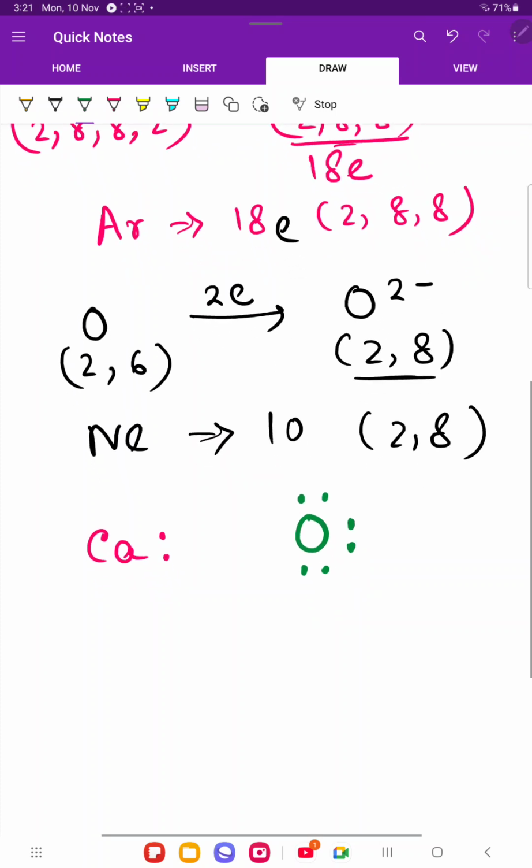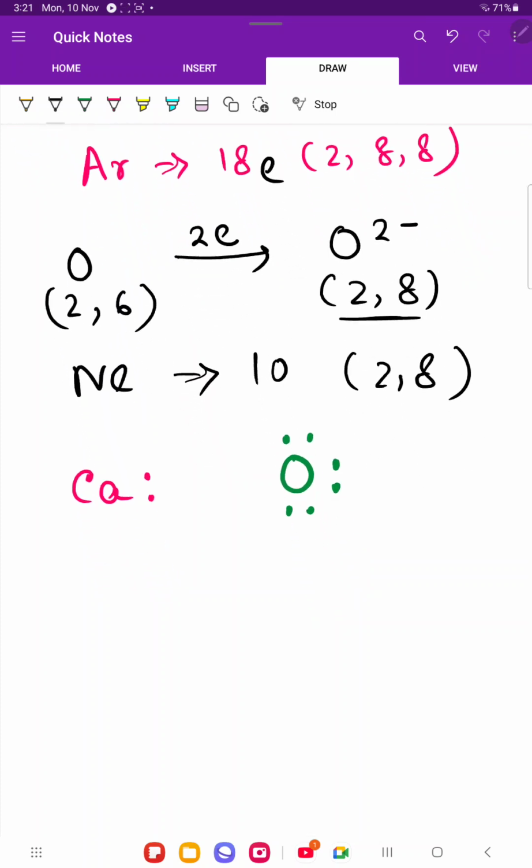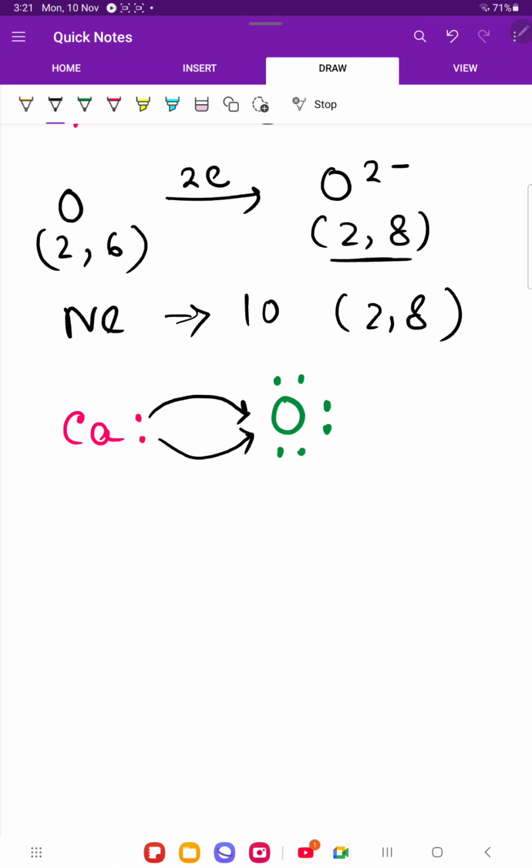Okay, now what is going to happen is that calcium is going to donate these 2 electrons to fulfill the requirement of oxygen. So what is the requirement of oxygen? To get 2 extra electrons in its outermost orbital, okay, and in this way calcium also will get stability, because then calcium will also have the inert gas configuration like argon, right? So these 2 electrons it can donate here, okay. Now how will it look?